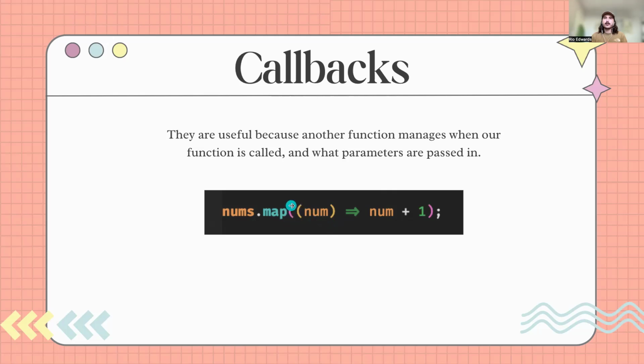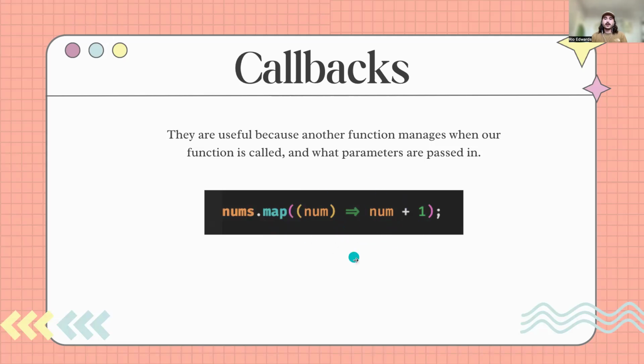We could define this arrow function wherever we want, like on its own line. It doesn't have to be an arrow function; it could be any type of function. But the key thing here is we're passing a function to the map. Map is in charge of looping over our array and calling this function for us. They're useful because another function manages when our function is called and what parameters are passed in. So if we don't want to write a for loop, map can have a for loop, and in that for loop, map is calling our function for us and passing in each element of our array.